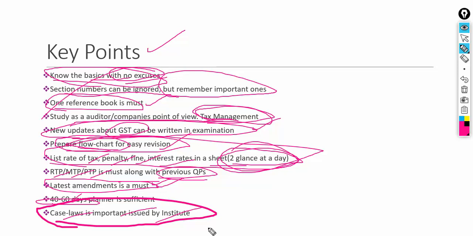Yeah, perfect. I believe you got some information from this video on how to plan indirect taxation, how to break and sub-break each topic, how many days can be given to this subject, and what important things need to be considered for passing this subject. Hoping you got positive vibes from this video.